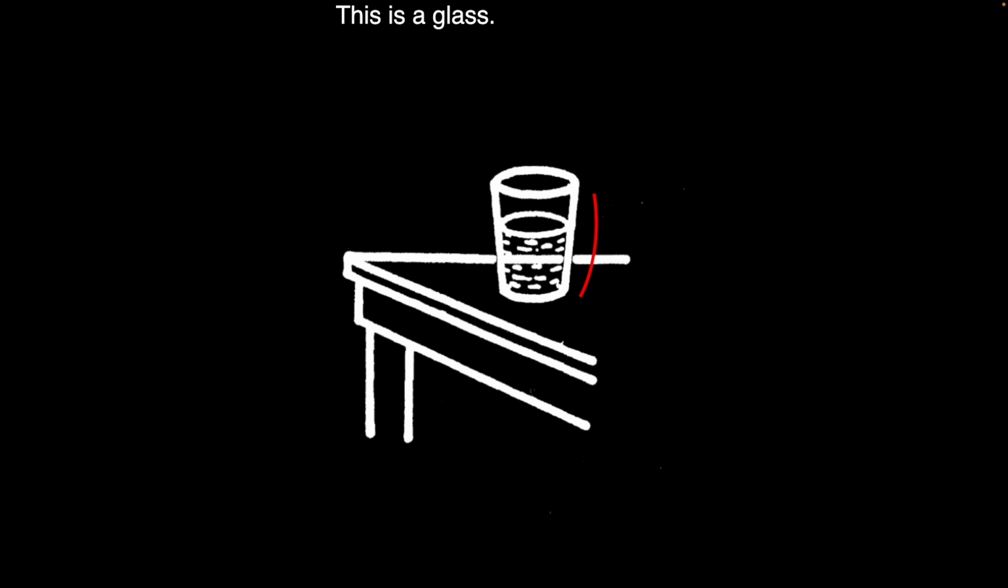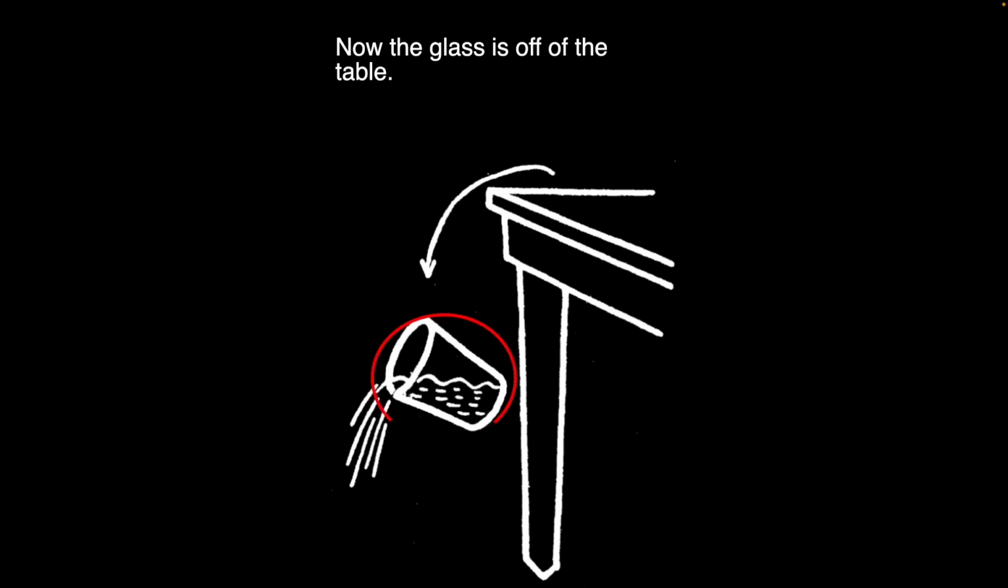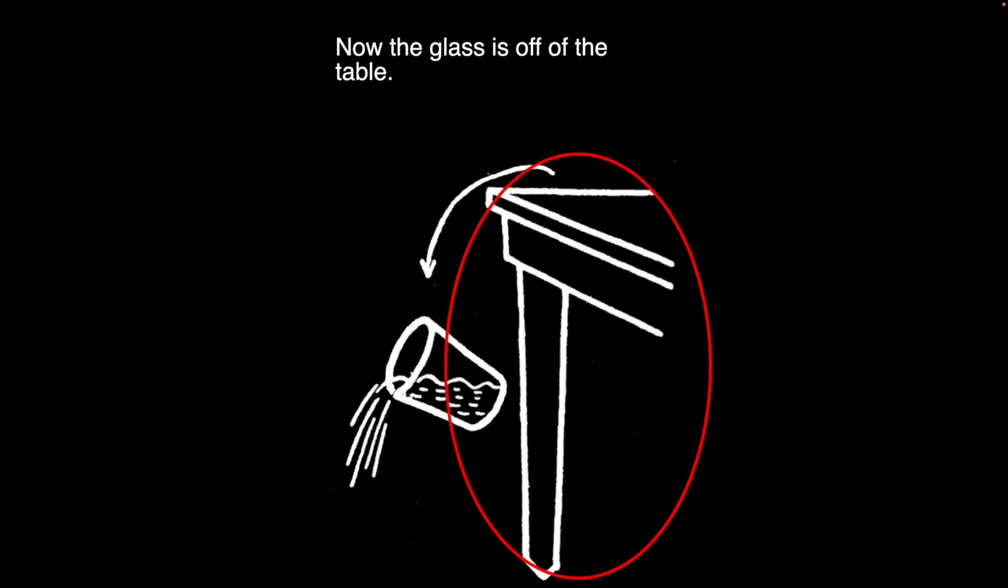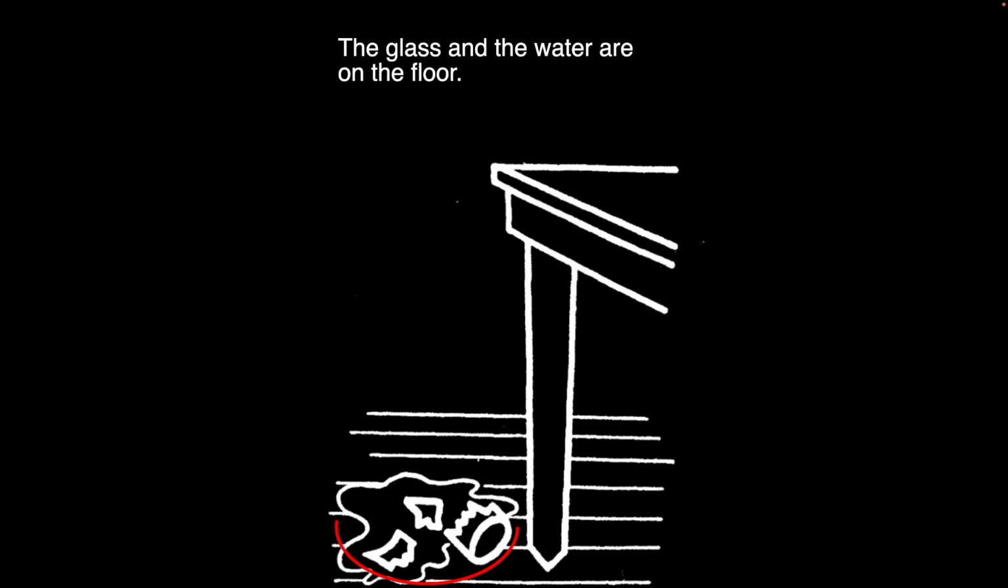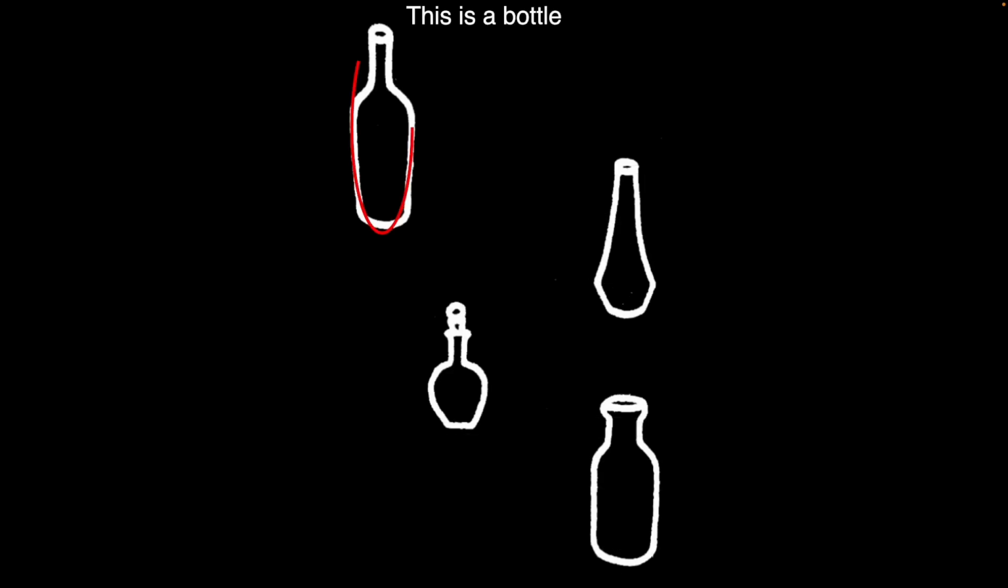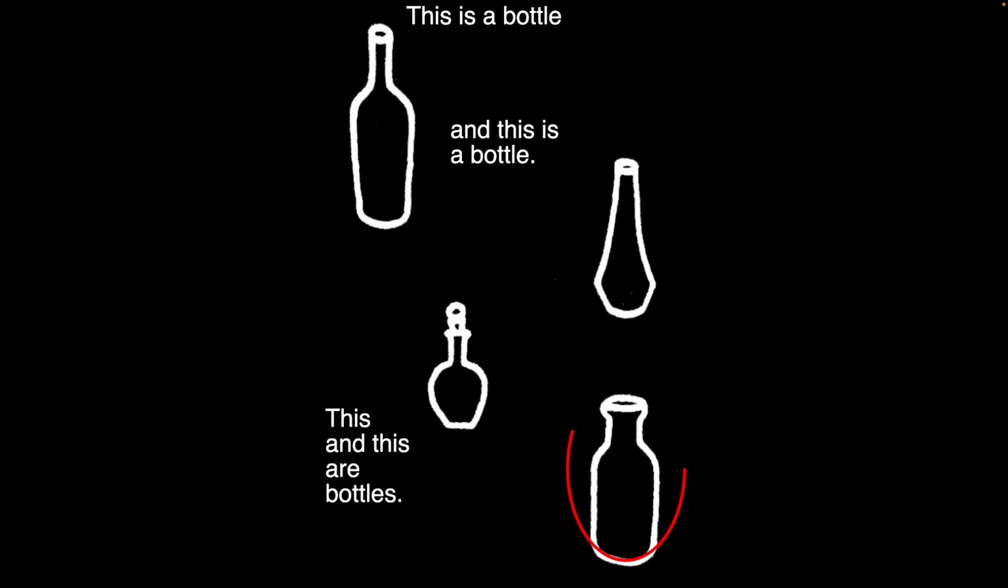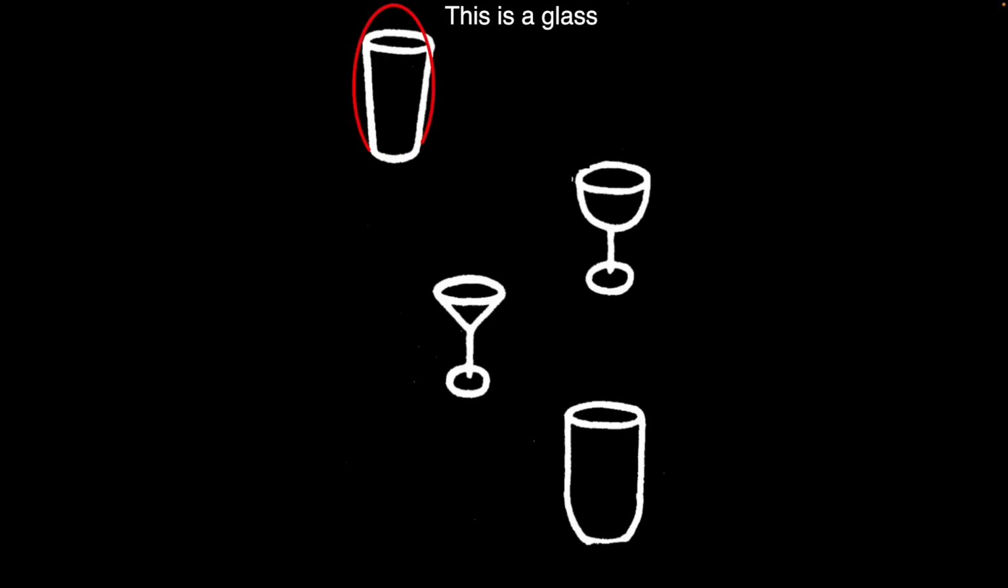This is a glass. It is on the table. Now the glass is off of the table. The glass and the water are on the floor. This is a bottle. And this is a bottle. This and this are bottles. This is a glass. And this is a glass.